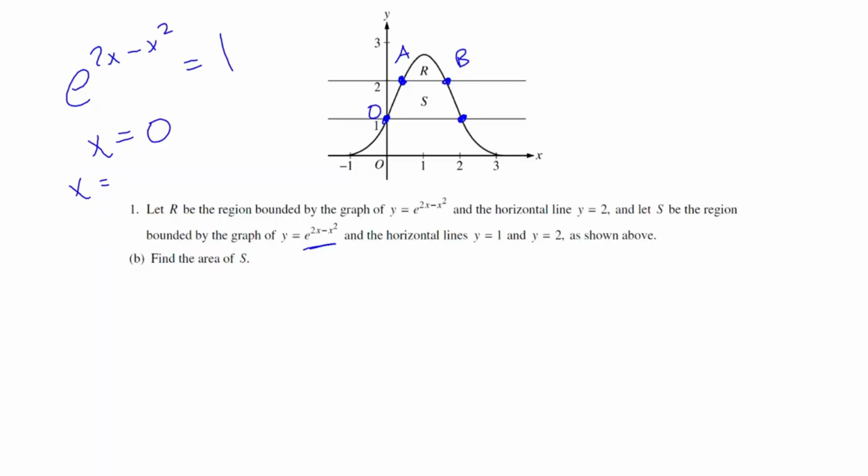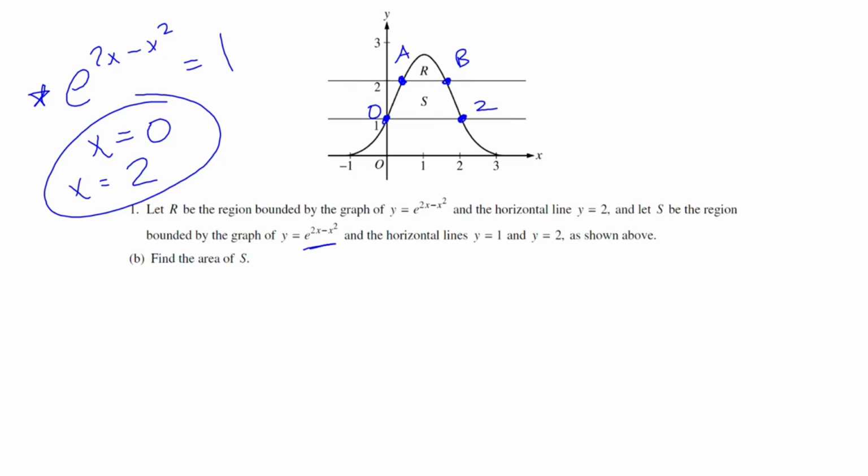We probably could have seen that if we just thought about this. That e to the 4 minus 4 is e to the 0 also, which is just 1. So that intersection point is 2. Make sure you write this statement of how you're finding x equals 0 and x equals 2, because they like to see that.